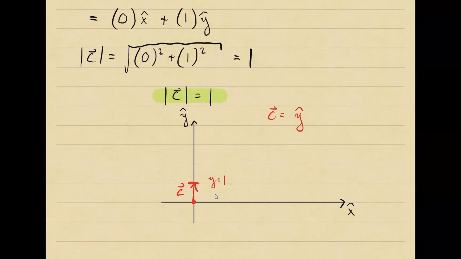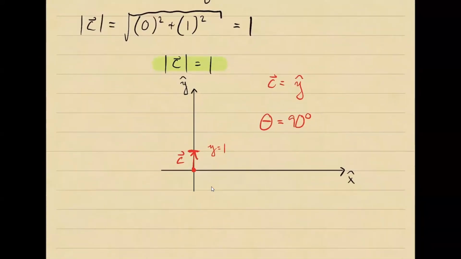Now, if we want the angle between the positive x-axis and our vector c, well, note that we have to start from the positive x-axis, and then we have to go 90 full degrees in order to hit the positive y-axis. So it turns out theta in this case is equal to 90 degrees. Theta is 90 degrees. So that's it for the first lecture problems.